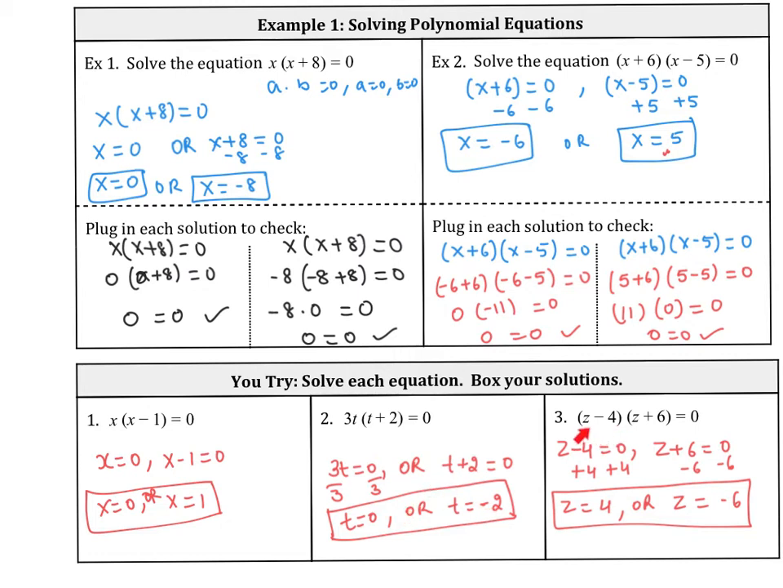In this case, a times b equals 0 means either a equals 0 or b equals 0. Then you're going to solve for z by using the opposite operation. So plus 4 on both sides, you get z equals 4. And -6 on both sides, you get z equals -6. In order to get the product equal to 0, either z should be 4 or z should be -6.